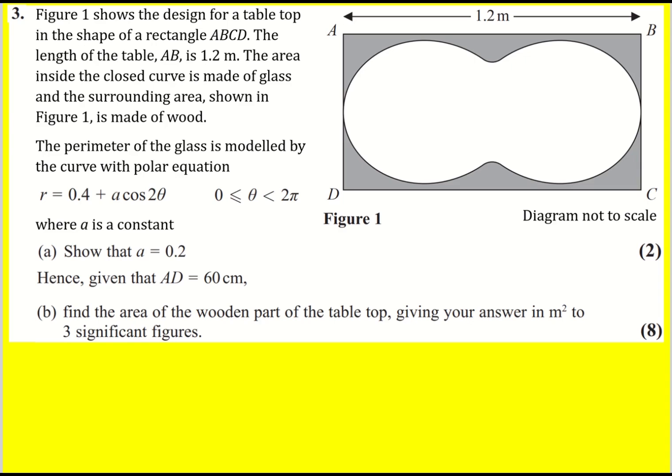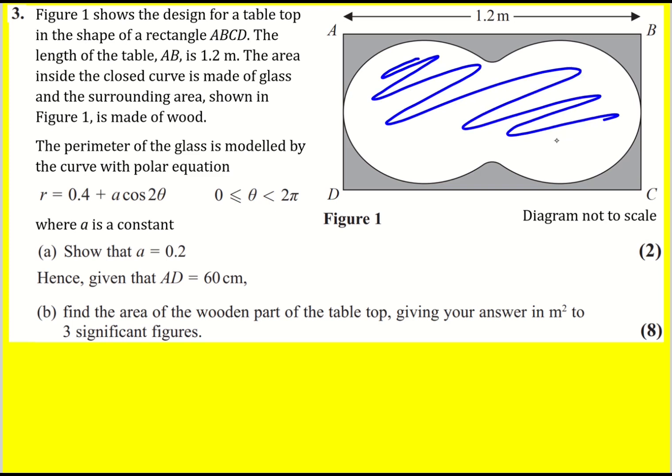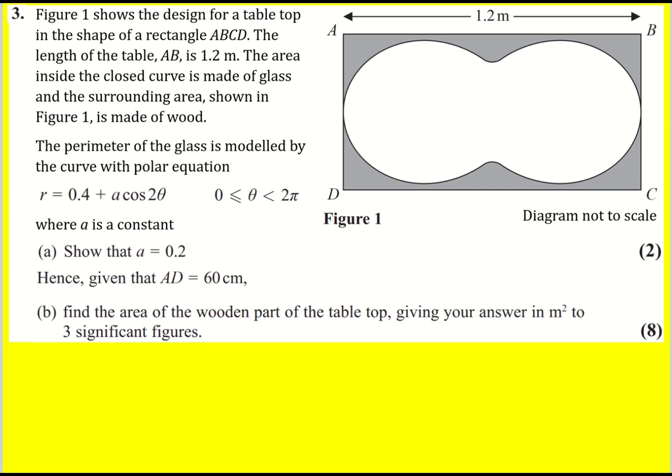Figure 1 shows the design for a tabletop in the shape of a rectangle ABCD, and the length of the table AB is 1.2 as shown. The area inside the closed curve is made of glass, and the surrounding area is wood. The perimeter of the glass is modeled by this polar equation, where A is a constant. We're asked to show that A is 0.2.